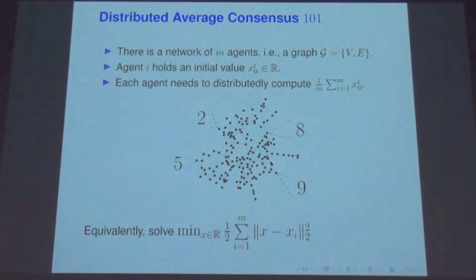So let's say the simplest problem that you can imagine is the consensus problem, or average consensus problem, that is described as follows. Imagine you have a network of m agents on a graph, and each agent holds an initial value x0i. And let's assume it's a real variable. The idea is that we want to compute the average of all those initial values in a distributed manner. So how can you solve this optimization problem?